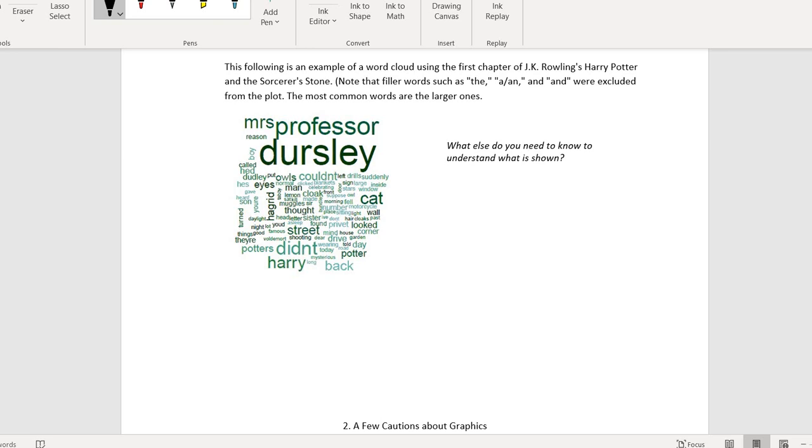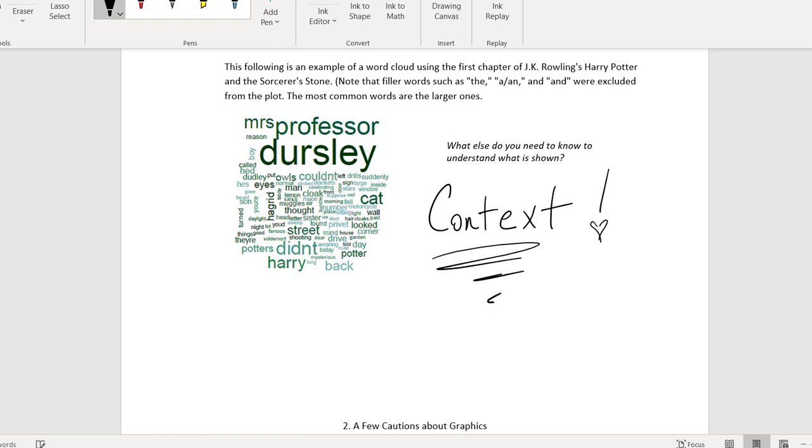So what else do you need to know to understand? Well, the big answer in this class is context. You need context to know what things mean.